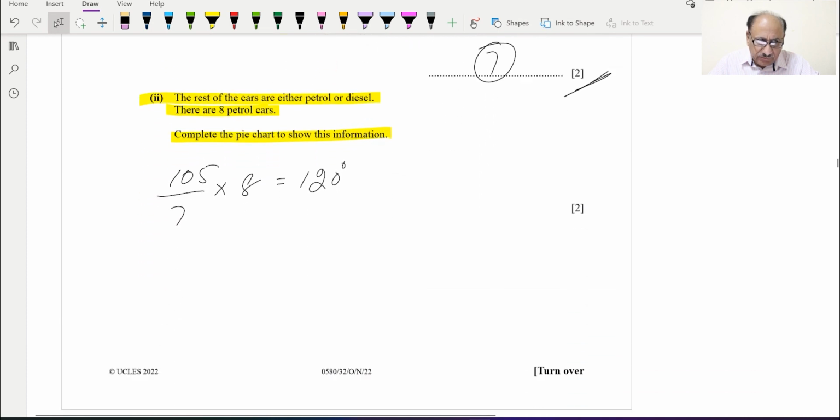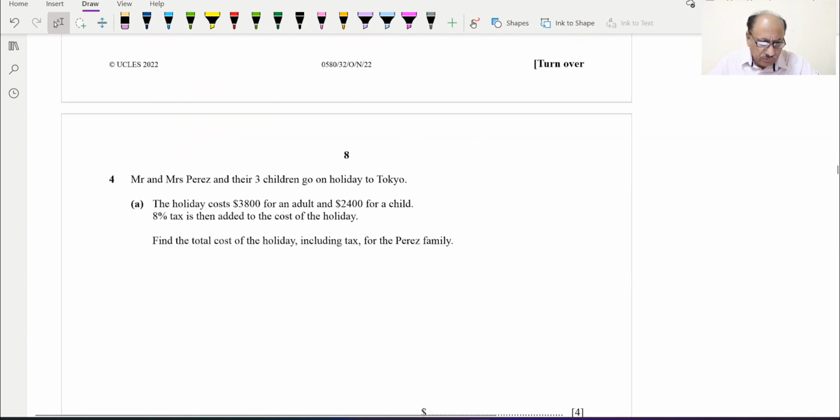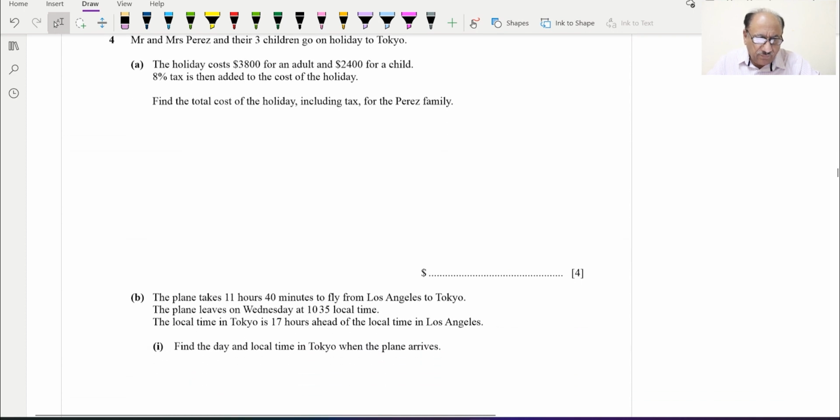Then next is question number 4. Question number 4 says Mr. and Mrs. Perez and their 3 children go on holiday to Tokyo. A part, the holiday costs $3,800 for an adult and $2,400 for a child. 8% tax is then added to the cost of holiday. Find the total cost including tax for the Perez family.